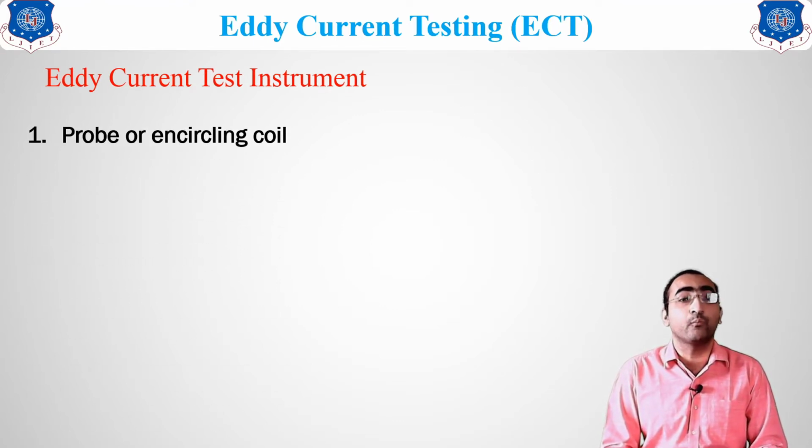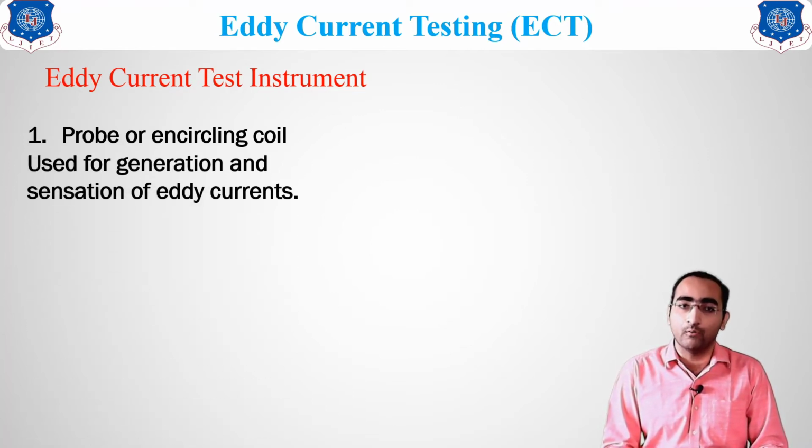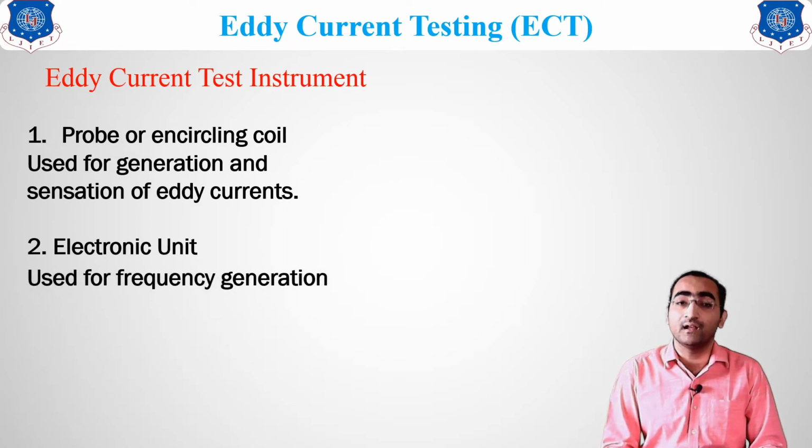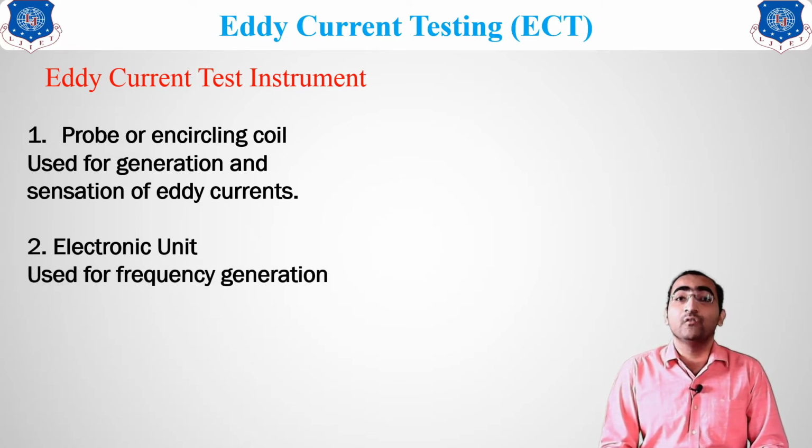The first one, probe or encircling coil. That means a coil which is placed inside a probe. Why are we using this? It is used for the generation and the sensing of the eddy current. Second, an electrical unit is required. Why? Electrical units are required for the frequency generation.